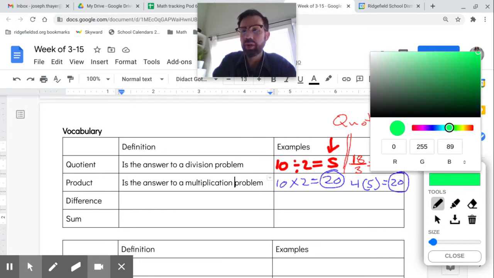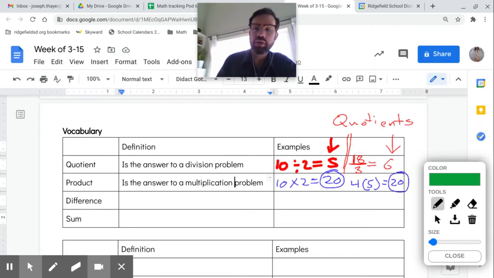20 is my product. Wow, my kids are doing something really loud in the background. We're just going to have to carry through.